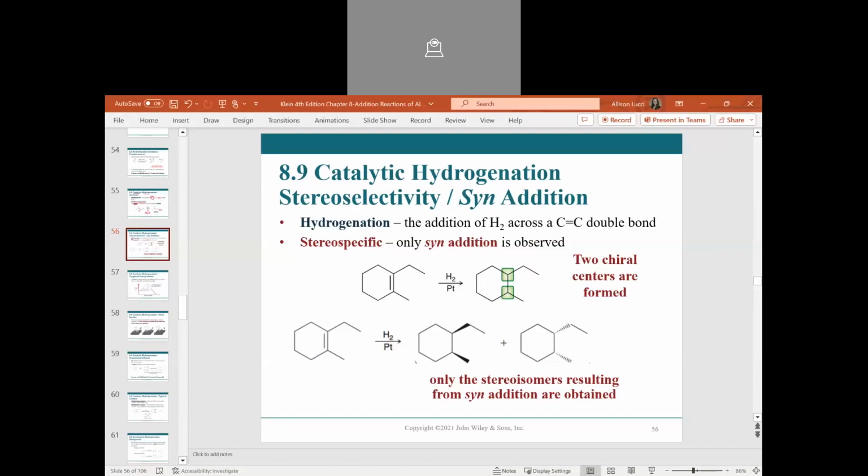So the stereoselectivity, like we saw with the hydroboration oxidation, is also syn, strictly syn addition. So this is considered, again, a stereospecific process, and we'll only have syn addition. So we see here when we have these 2 chiral centers being formed, right? Both of our products will be on a wedge, or in this case, we'll have both of our products with a dash, right? So we have syn addition of the hydrogen across the double bond.